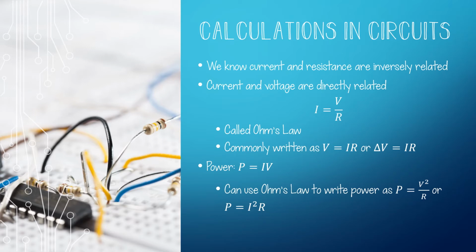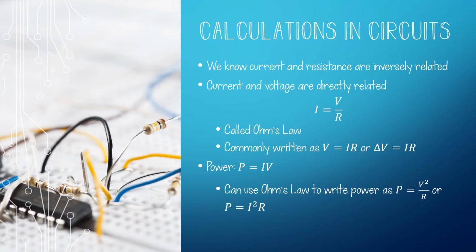However, when we are talking about power, you can write it in two other ways using Ohm's law. If I use Ohm's law in the I equals V over R way, and plug that in for I in my power equation, I can find that power is V squared over R. Or if I plug in V equals IR into the V in the power equation, I could write power as I squared R. These two other formats for the power equation will not be given to you, so you'll need to be able to derive them.